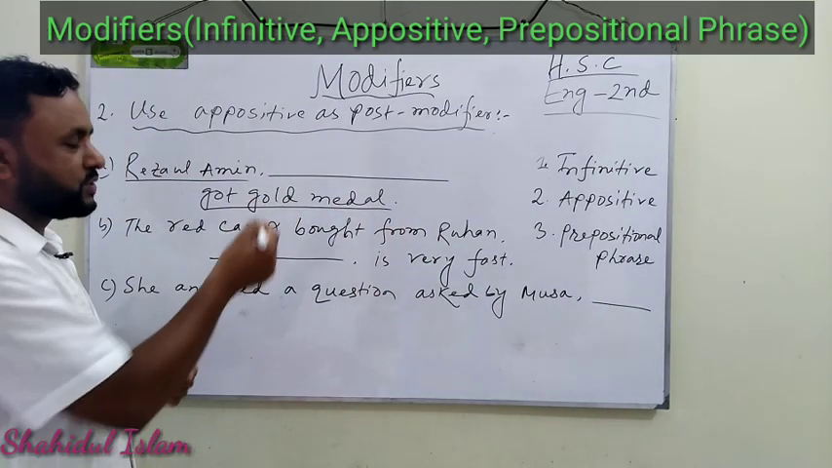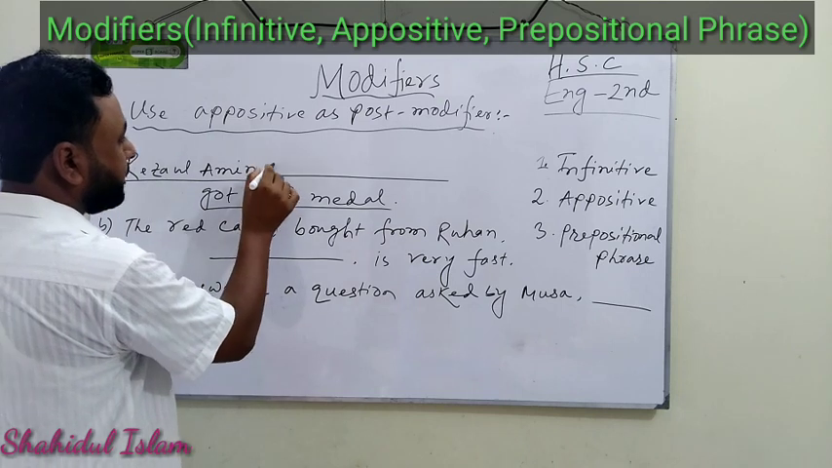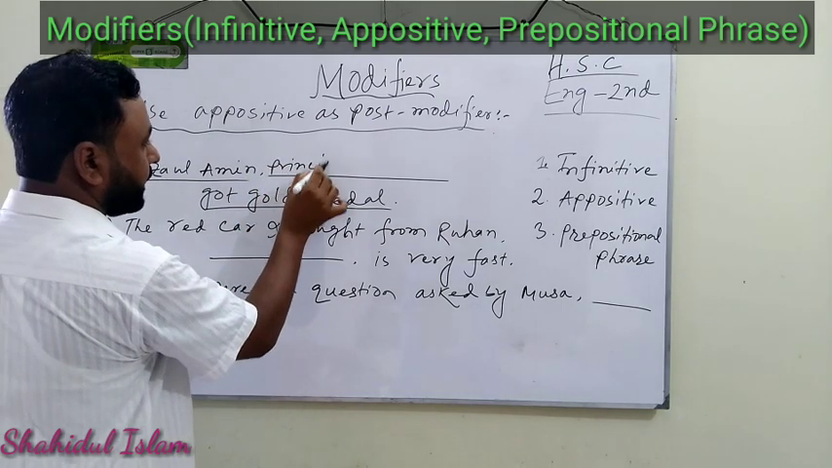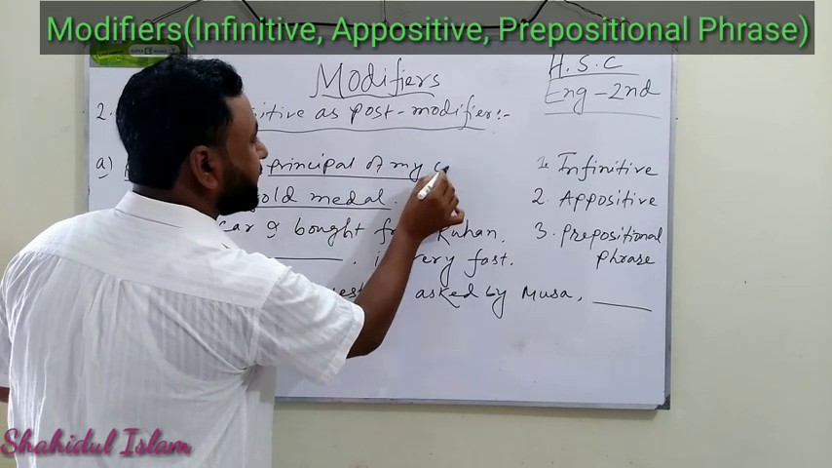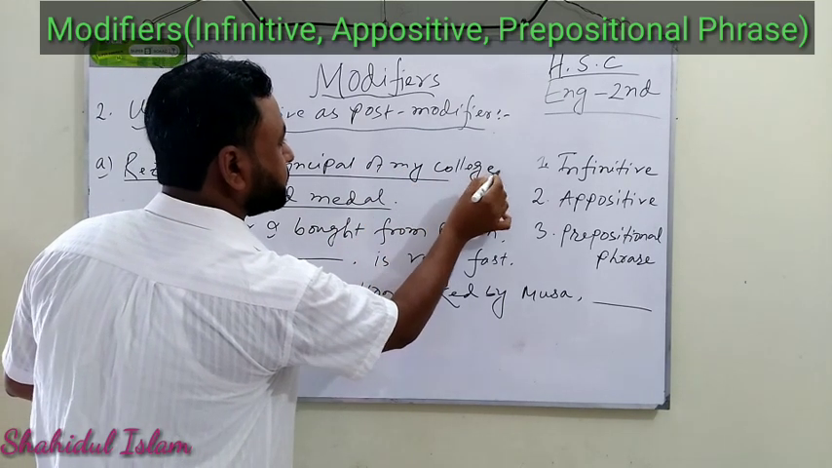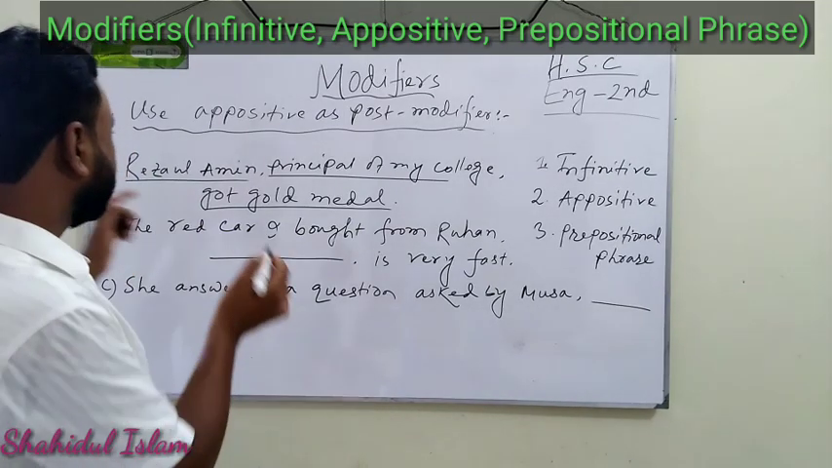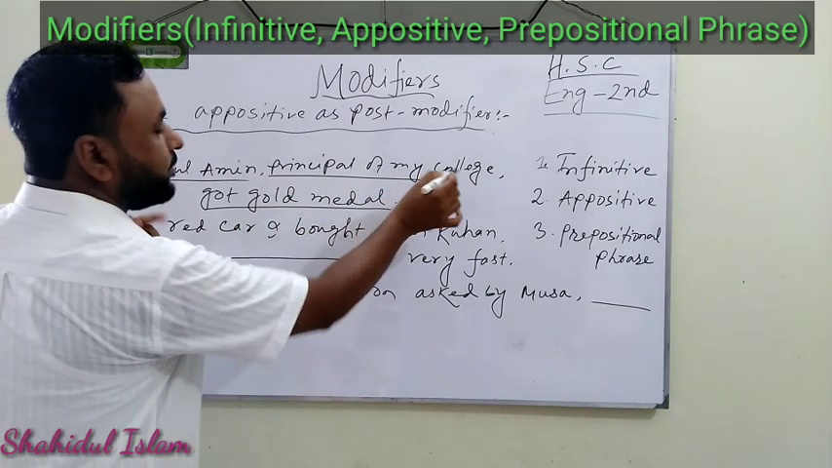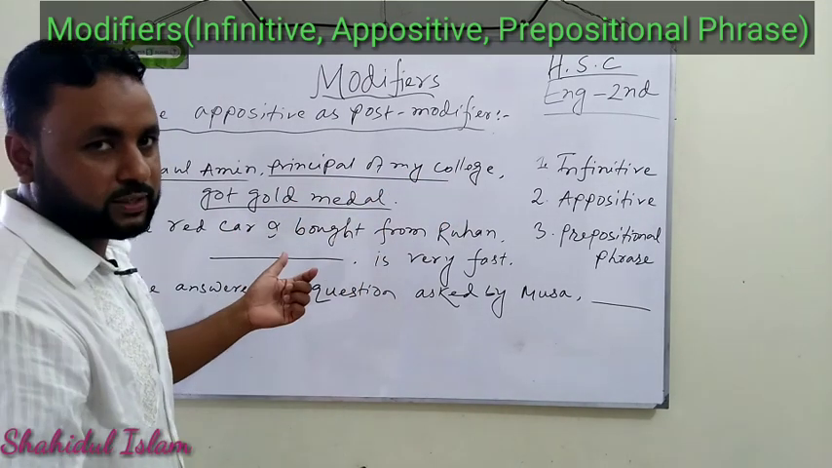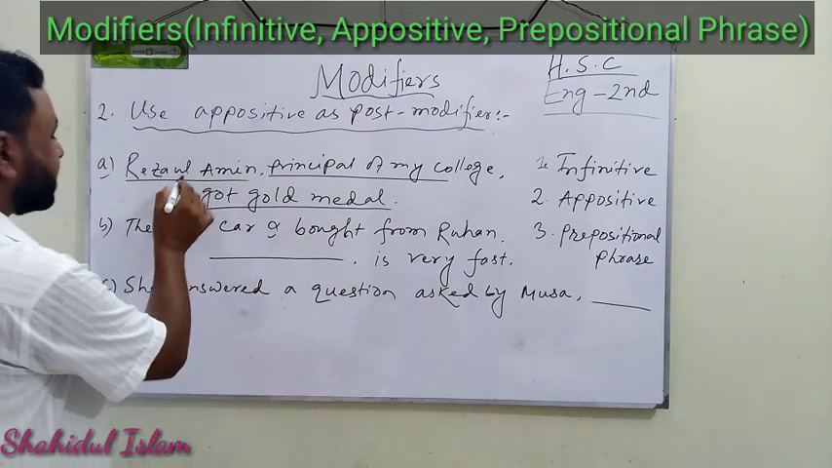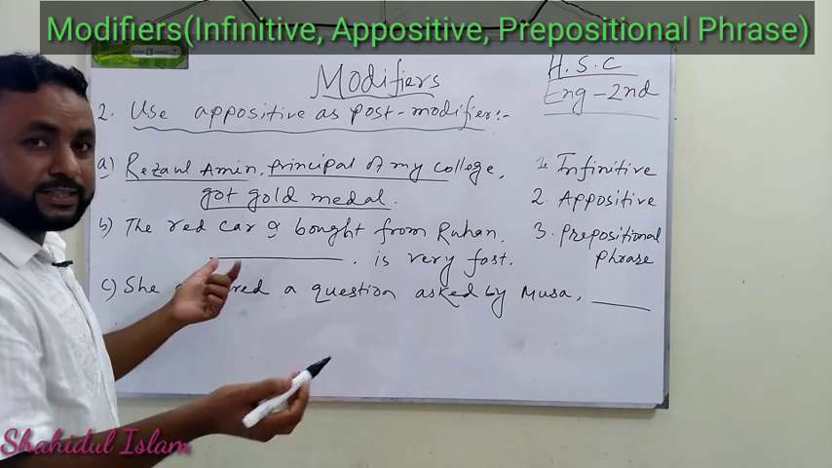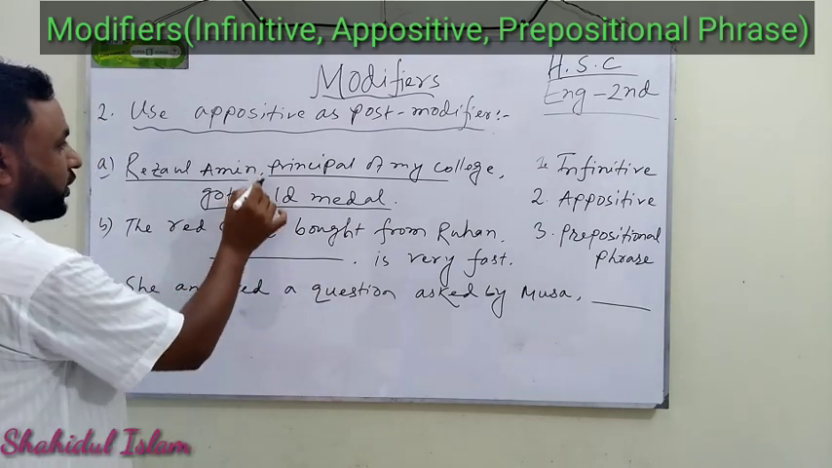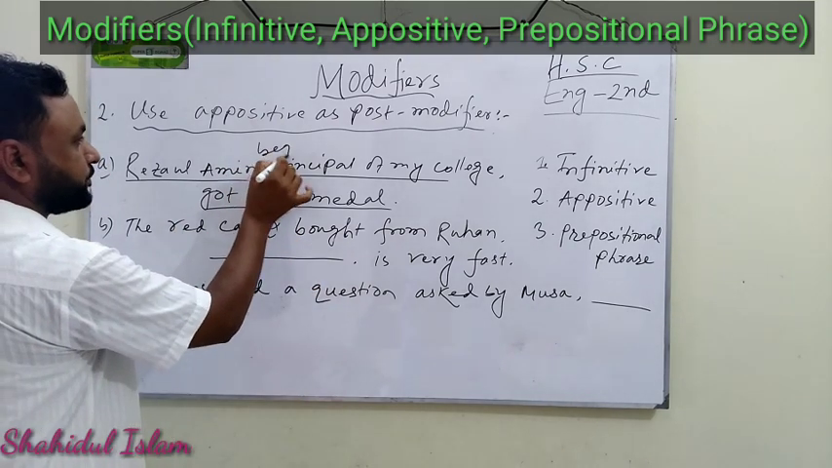I am using a word here: Rajaul Amin, principal of my college. Here you will give a comma. Rajaul Amin, principal of my college. You can use another appositive here also, used at the beginning of a sentence.